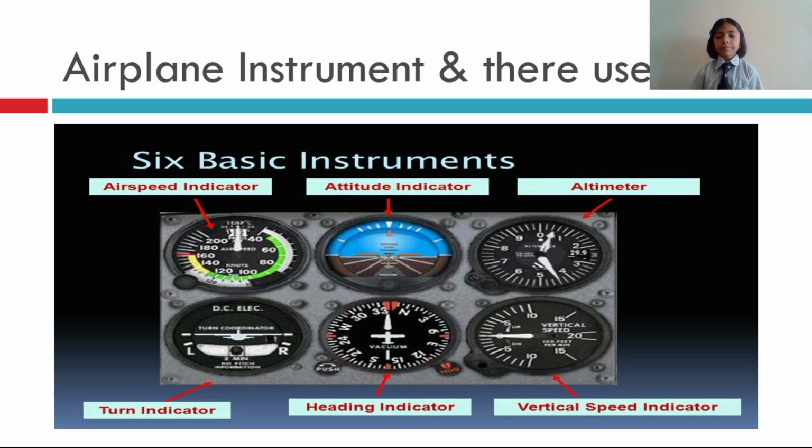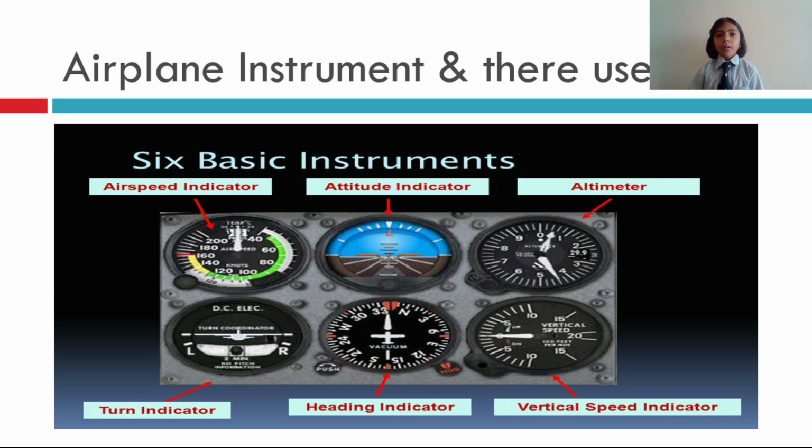Airspeed indicator. The airspeed indicator shows the pilot how fast the airplane is going. This speed is always measured in knots. It is used to display the aircraft speed in relation to the surrounding air. It can be calculated by measuring the difference in air pressure.